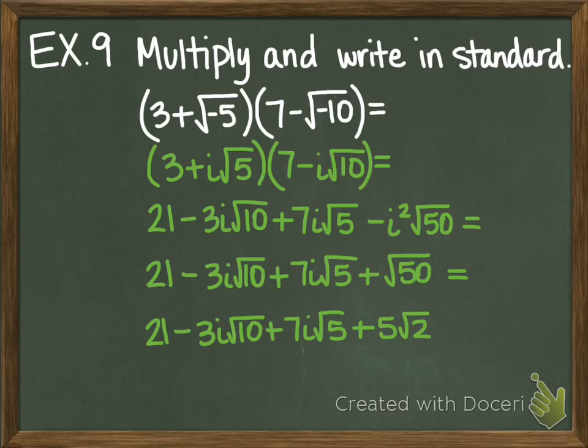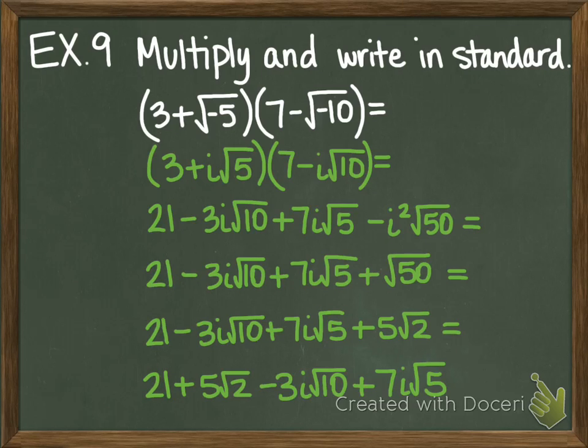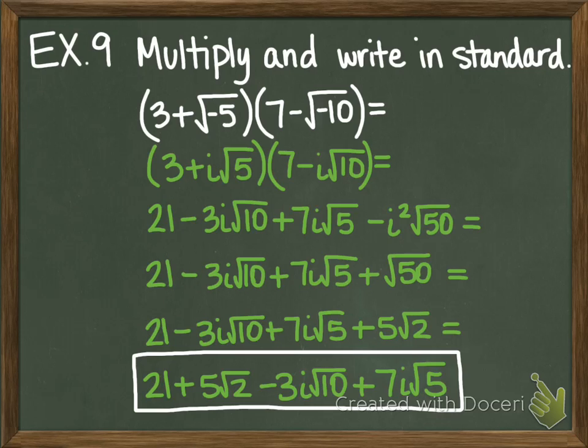So I'm going to rearrange and start with the real numbers first without i's, and then put anything with an i at the end. So I'm going to put 21 plus 5 square root of 2 minus 3i square root 10 plus 7i square root 5. All of these are different terms. There's nothing that I can add together or subtract or simplify. This is as simple as this one gets.